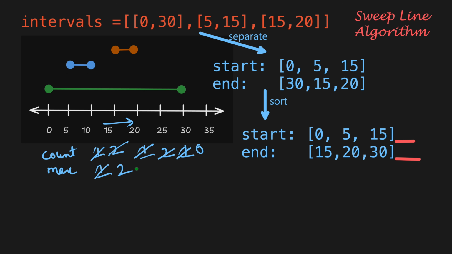Now the time complexity of this approach is O of n log n, dominated by the initial sorting of start and end times arrays. And then the two pointer scan itself takes O of n time, and the space complexity will be O of n, as we are creating two separate arrays for start and end times.